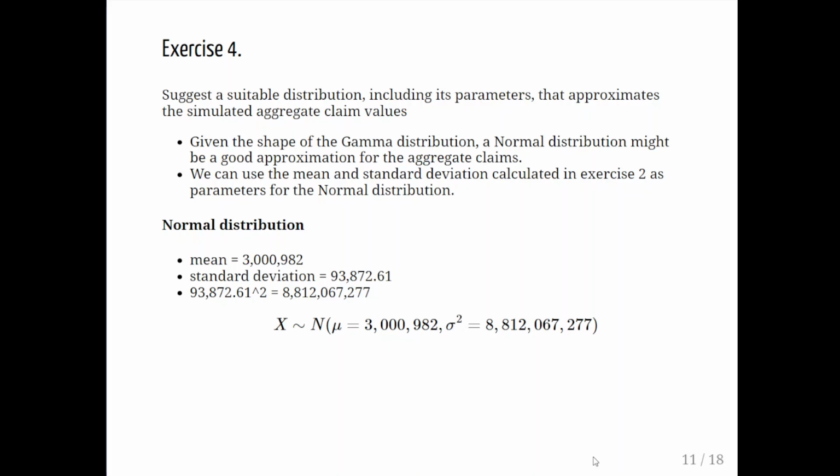3,982,000 and a standard deviation of 93,872. So the variance is that value squared, which is 8,812,000, etc., etc. We'll just leave it there. You specify the variance when you're specifying the distribution. Okay, so you write it out like something like that. If you want to just leave it in as 93,872.61 squared, that is actually probably fine as well, because it makes it almost clearer.